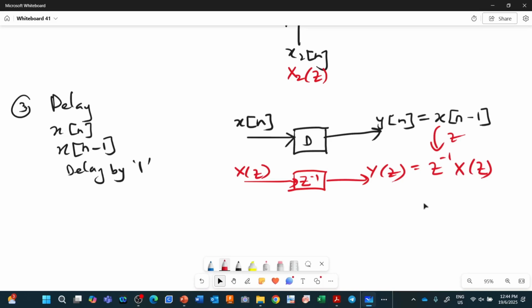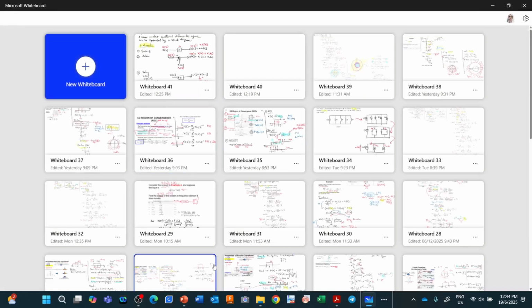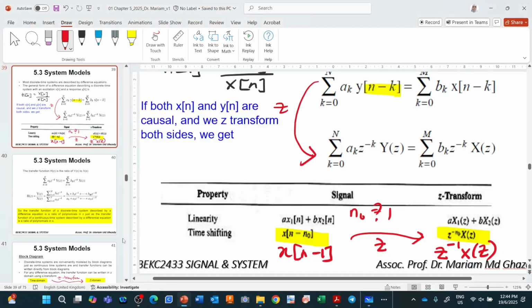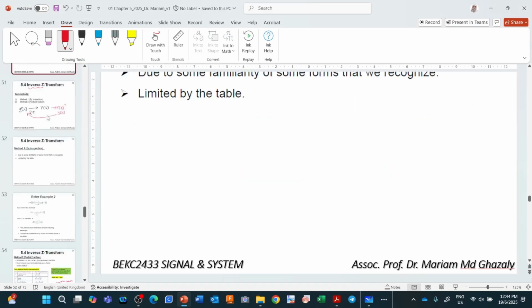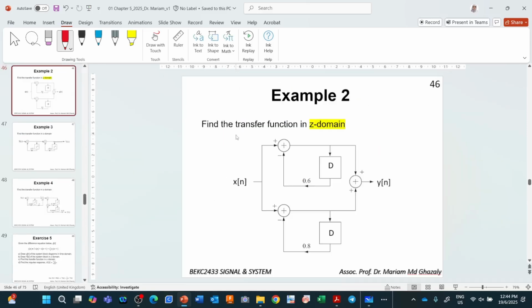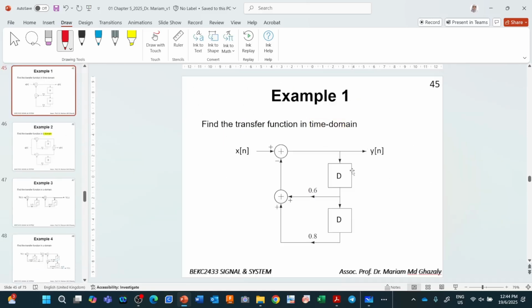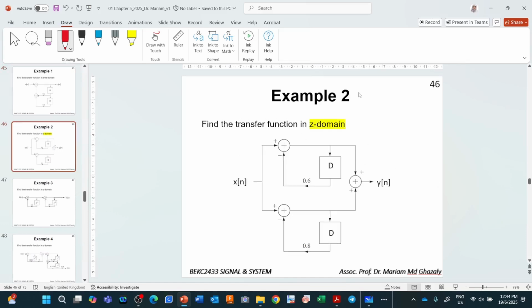Alright? Done. Now we do example 1. Before that, there are corrections in the slide. Example 1, no correction. Example 2, we are going to learn how, if you are given the time domain block, to draw it in Z domain. The one that I highlighted in yellow is the correction.